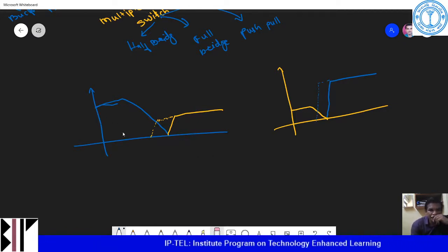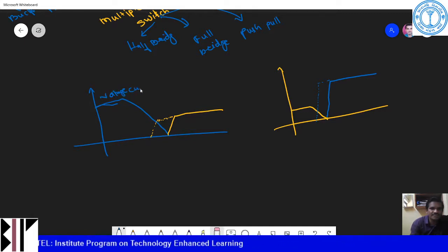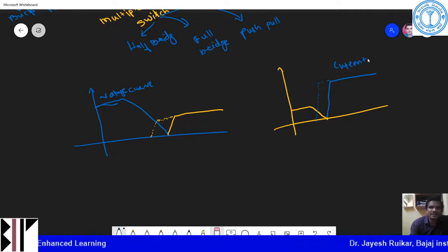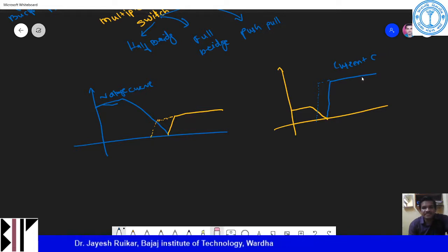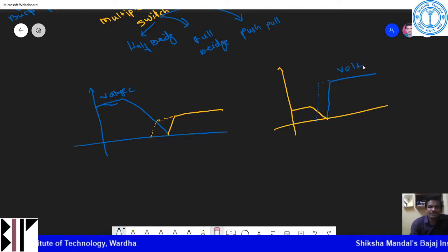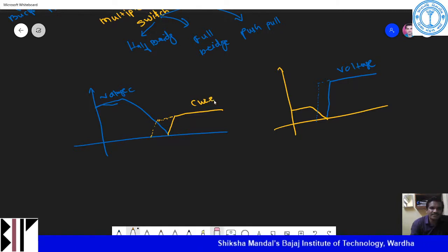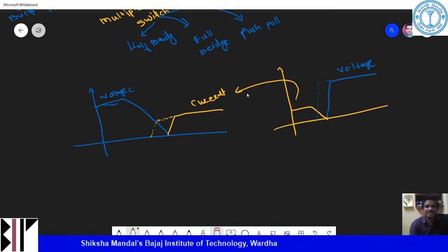Okay, yes, so this is my voltage curve, and this is my current curve. This blue line is the voltage curve. Oh, sorry, this is also a voltage curve. And this is my current curve, and this is again the same current curve.